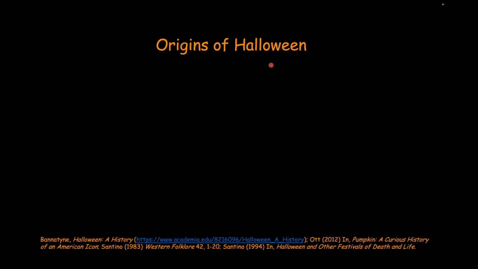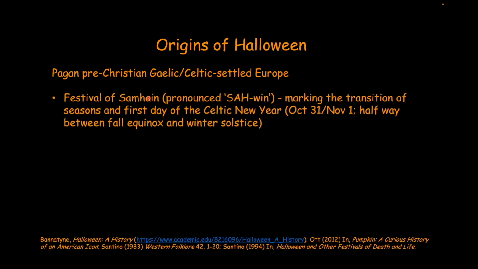So let's switch gears a little bit now and talk about the origins of Halloween, because we usually think about pumpkins at Halloween time, the fall time. How did these connections come about? So in pagan, pre-Christian, Gaelic, and Celtic Europe, there was something called Samhain, the festival of Samhain, that marked the transition of seasons and the first day of the Celtic New Year. And this usually occurred October 31st to November 1st. It's halfway between the fall equinox and summer solstice. So this is how we eventually get the date of Halloween.